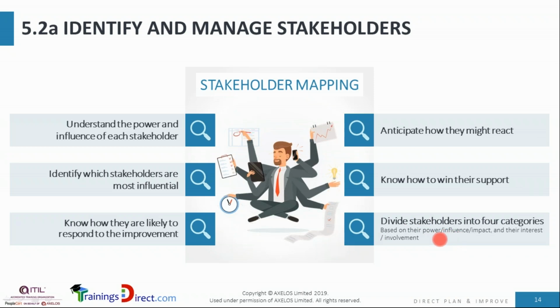You could pick maybe 2 of these 3, power, influence, or impact, and put them on a 4-quadrant graph. That's why it becomes 4 categories using 2 of these characteristics. And maybe the interest could be taken or the involvement could be considered. Some of them are similar sounding words, but may have a slight difference.